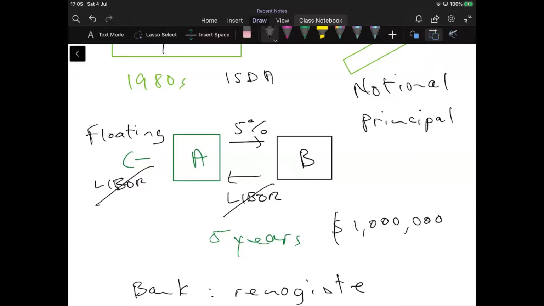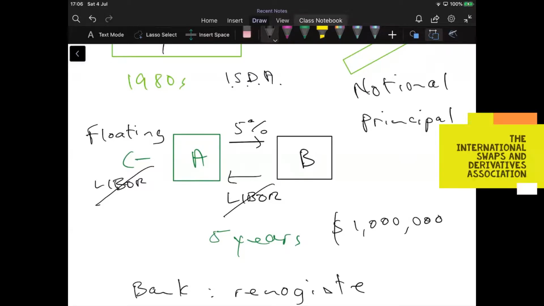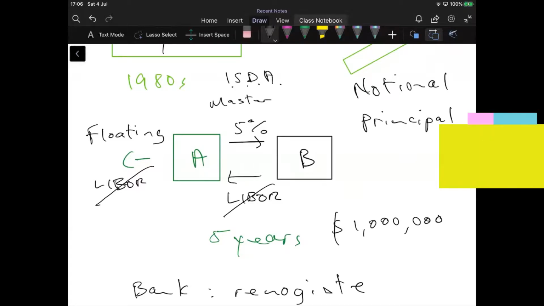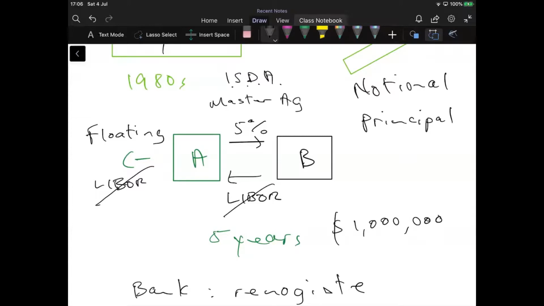Normally, a swap in an OTC market would conform to an ISDA, International Swaps and Derivatives Association, master agreement. So if this was in an OTC market, normally the two counterparties here would sign basically a 2-page document where they'd fill in the relevant gaps. They would agree the notional principal.